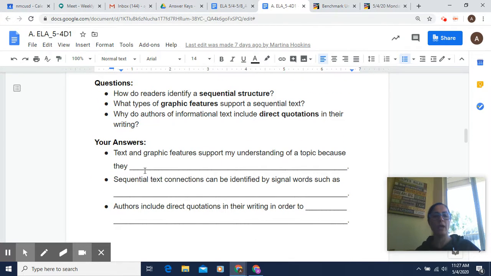So to be able to answer these questions, Rylan, can you tell me why graphic features help me understand things? Yeah, Rylan, I think they might help you understand better, right? If you have pictures to go along with it, not just words, they might help you understand the text better.